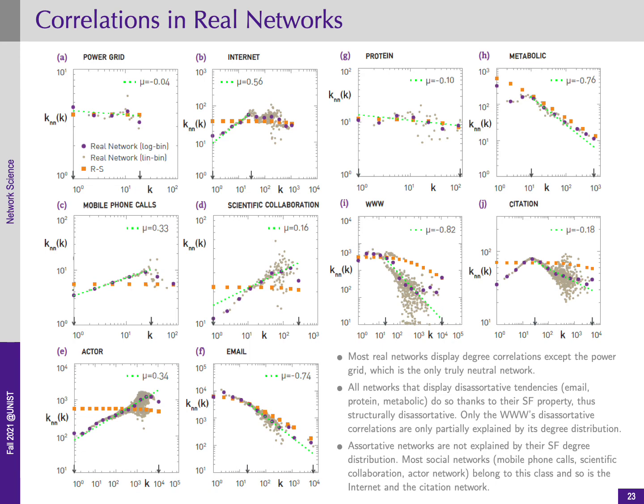On the other hand, the assortative networks cannot be explained by the scale-free degree distribution. Most social networks belong to this class, and so this is truly reflecting certain growing mechanisms which are not present in other technological or social networks.